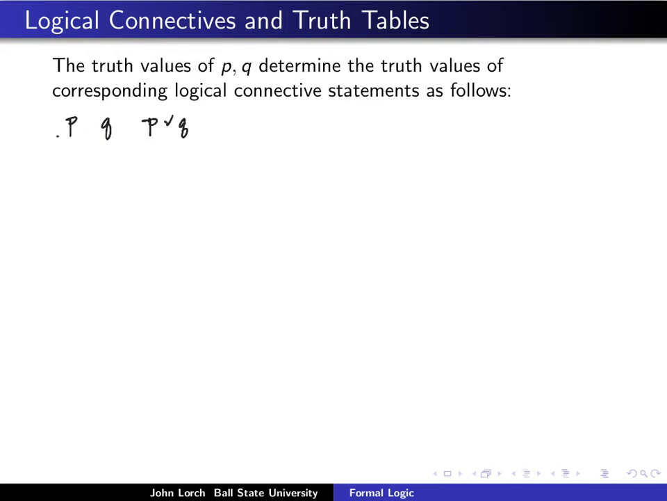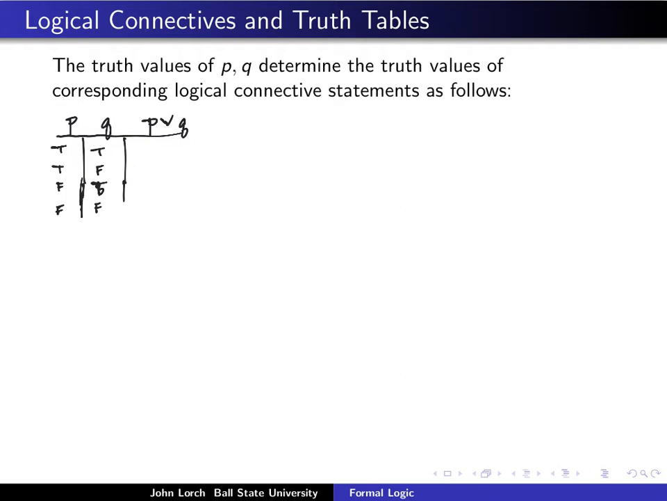Right, so remember, the P or Q is denoted by this wedge symbol here. Okay, so first we look at all of the possible truth values of P and Q. So it could be that both P and Q are true, or P is true and Q is false, or maybe P is false and Q is true. And the other possibility is that they're both false. So there are no other possibilities for P and Q.